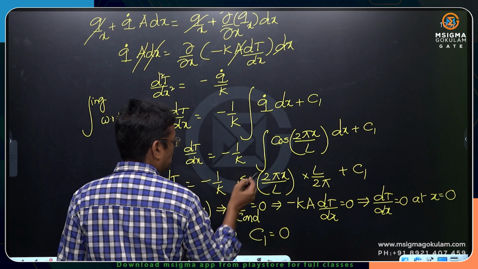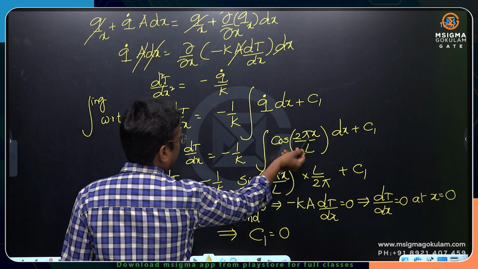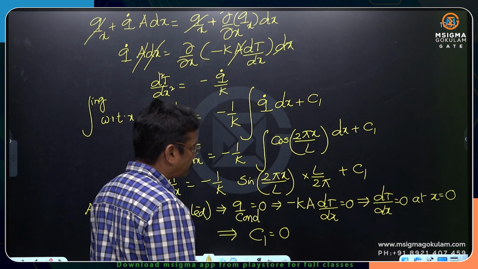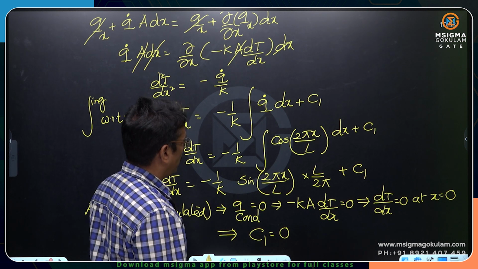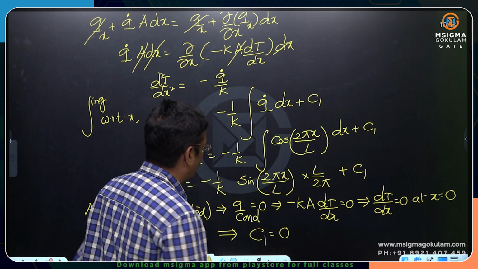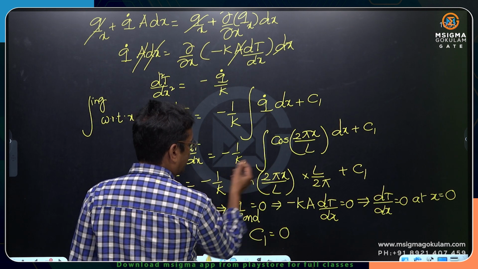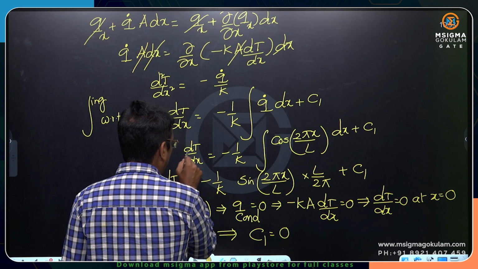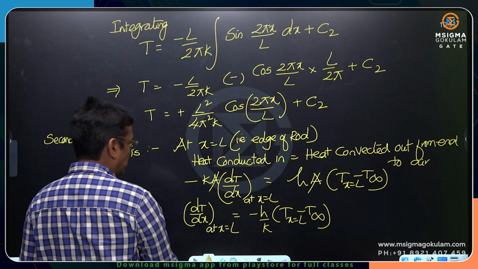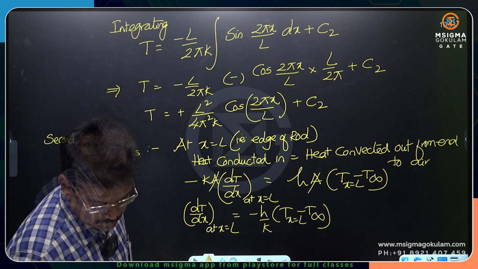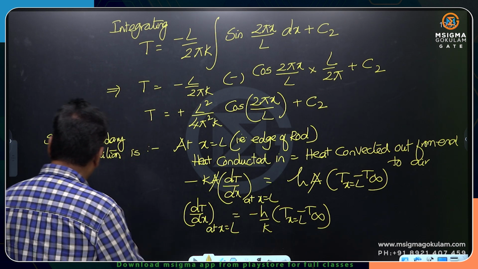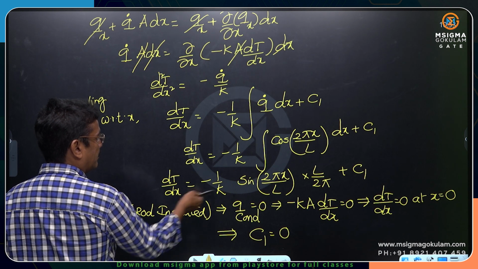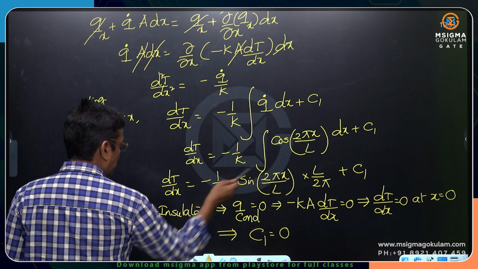At x is equal to L, that means cos 2 pi. Now I substitute x is equal to L in the dT by dx, and write the dT by dx at x is equal to L in this situation. What is the dT by dx at x is equal to L?